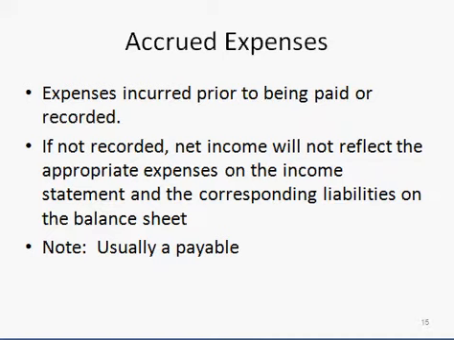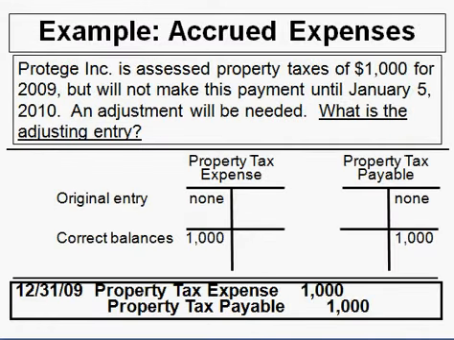Your second example is an accrued expense. It's expenses incurred prior to being paid or recorded. So you know, based on the matching principle, if you have revenues, you have to have the expenses in that same time period. So this is an expense that you know you have, but you haven't paid it yet. If you don't record it, net income will not reflect the appropriate expenses, and the corresponding liabilities on the balance sheet will be wrong. So basically, this is usually a payable because, again, you're holding that money to be paid later. Okay? So here's an example.